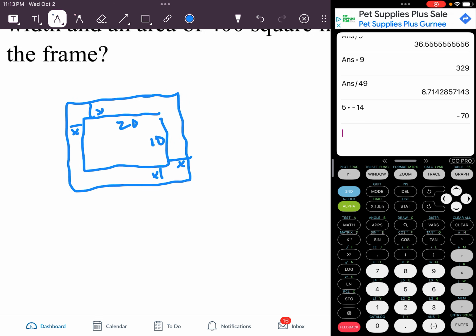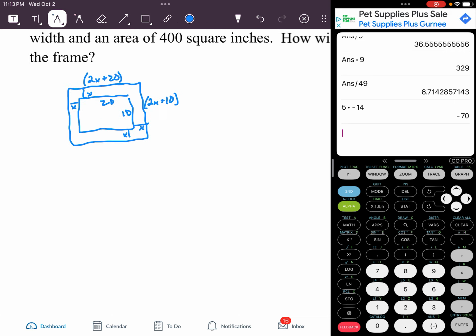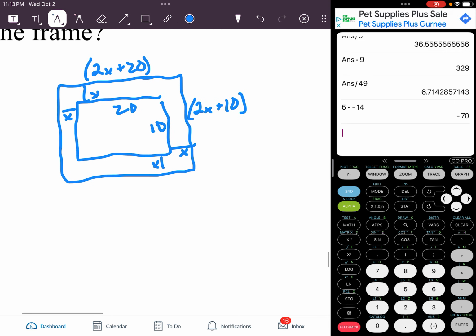So my dimensions would be 2x plus 20 and 2x plus 10. All right. Like in previous problems, this is 1.1 or indicator 1.1 for drawing a good picture. That's what it should look like, ladies and gentlemen. Next, we have to make our equation.